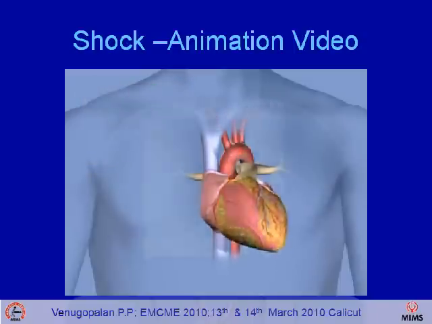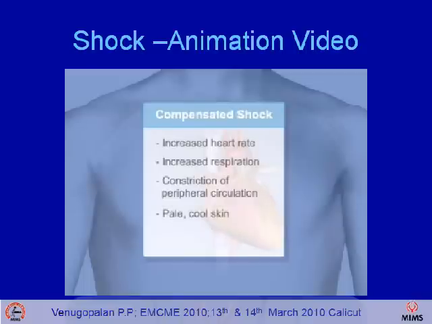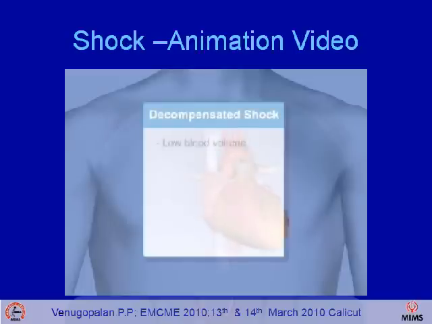Categories of severity: compensated shock presents as an increased heart rate, increased respiration, and constriction of peripheral circulation, which results in pale, cool skin and, in infants and children, increased capillary refill time. Decompensated shock starts with low blood volume or lack of perfusion. Symptoms include falling blood pressure.